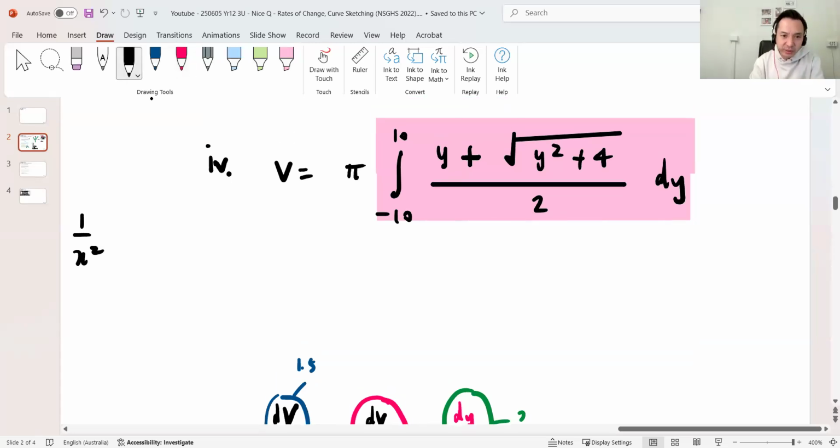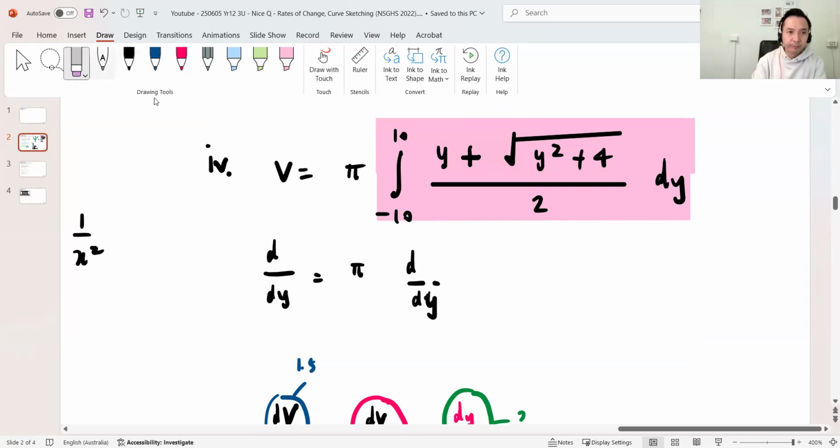So if I differentiate this with respect to y, that's basically differentiating. So I put the pi here, dV/dy. dV/dy in this case, remove the V here.